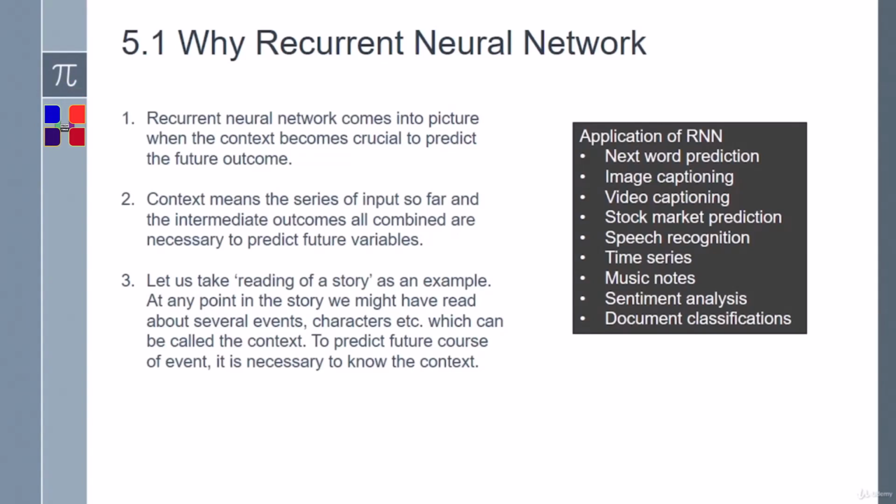Also, you can do document classification, like documents are made of different sentences and there are different paragraphs and all that. So you can do a sentiment analysis, or you can find out the gist of the document. So all this is required for RNN.